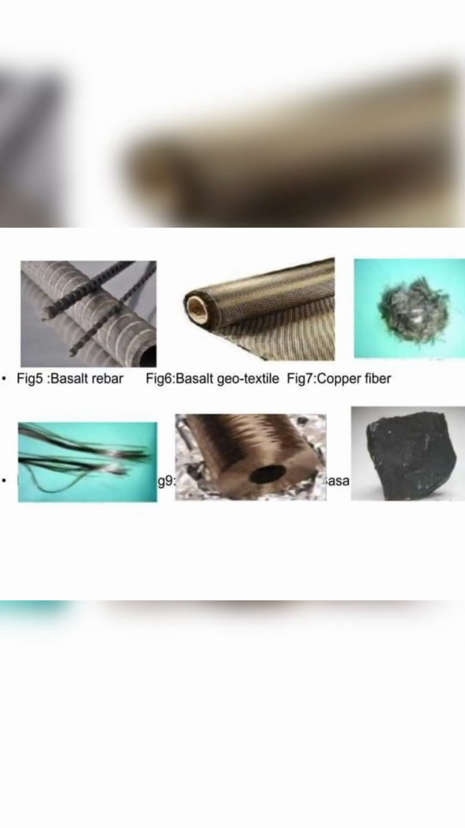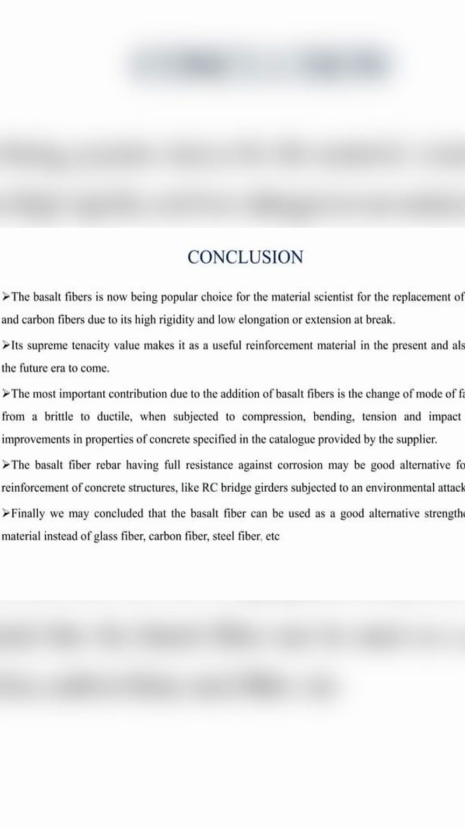The figure shows basalt rebar, basalt geotextile, copper fiber. The basalt fiber is now a popular choice for material scientists for the replacement of steel and carbon fibers due to its high rigidity and long elongation or extension at break. Its supreme tenacity value makes it a useful reinforcement material in the present and also for the future era to come.